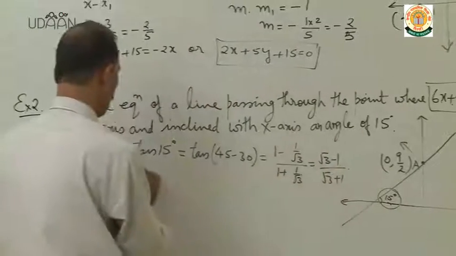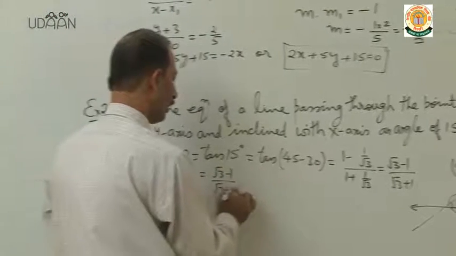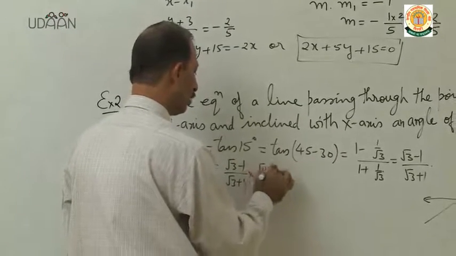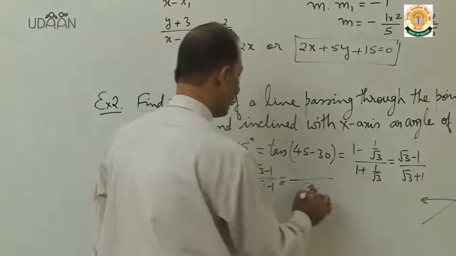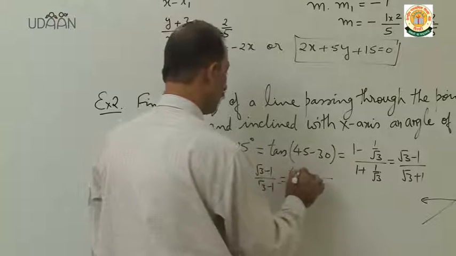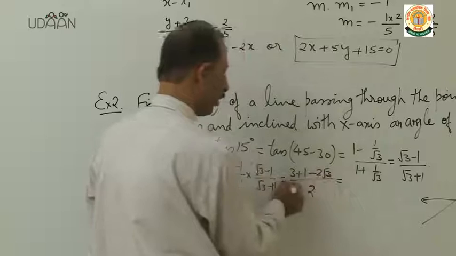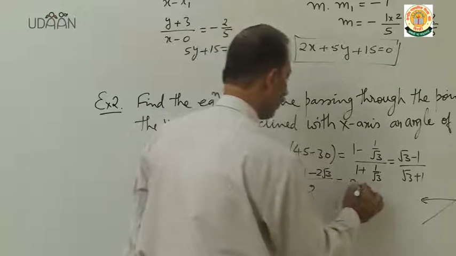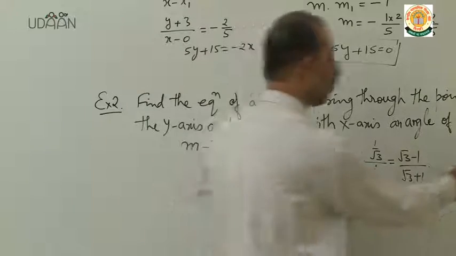Rationalize this. So (√3 minus 1) upon (√3 plus 1). If you multiply it by (√3 minus 1), the denominator becomes 3 minus 1, that is 2. The numerator becomes a square plus b square minus 2ab. Take 2 common and cancel it. 2 minus √3 is the slope of this line, passing through this point.